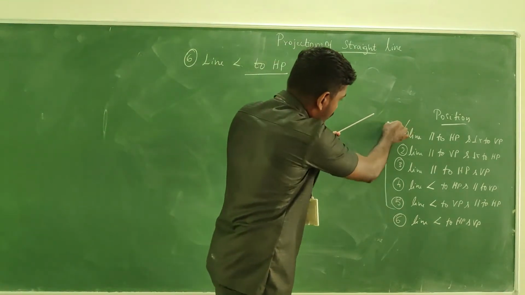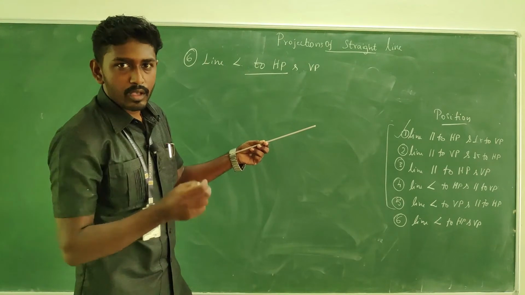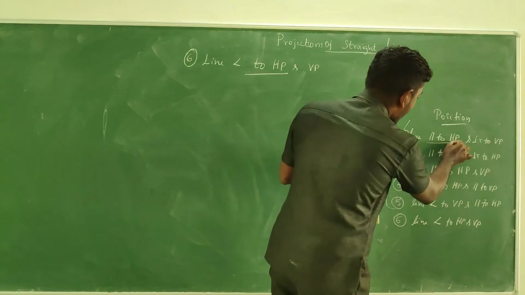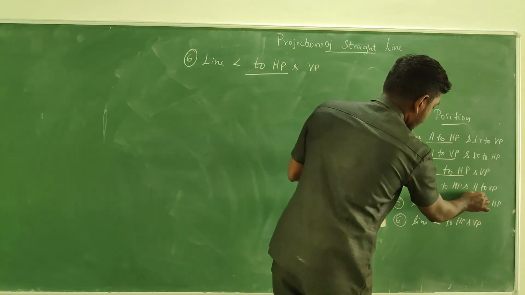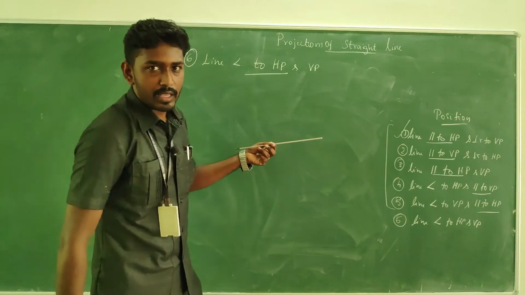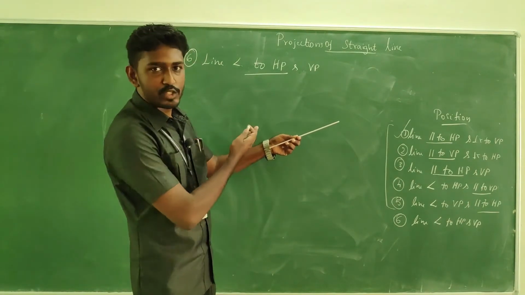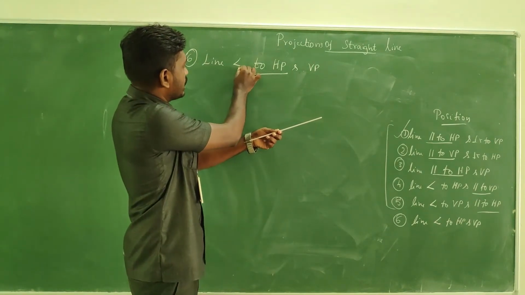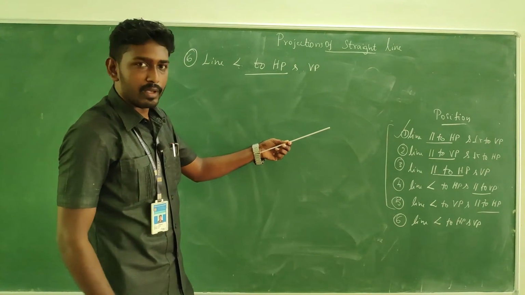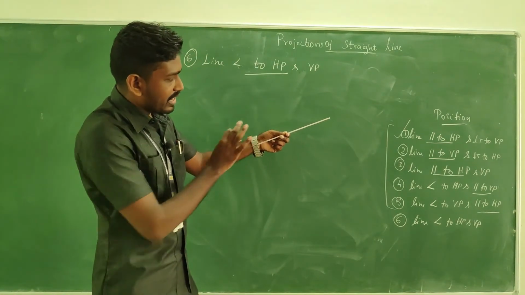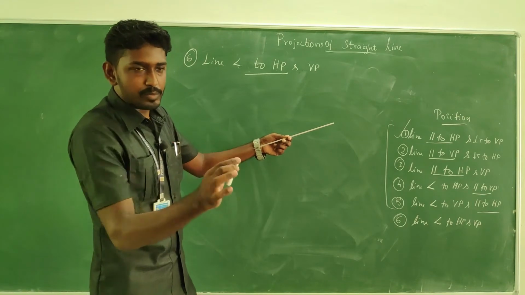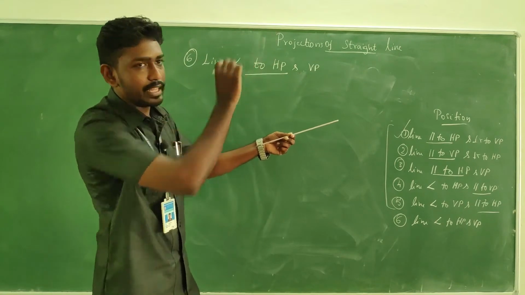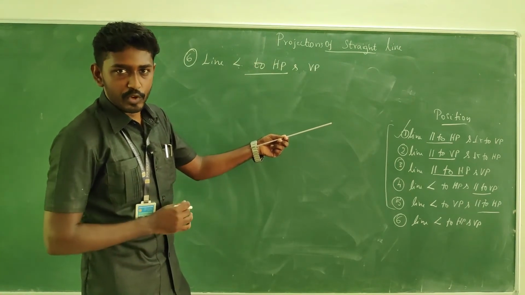No. From the last 5 positions we observed, the true length is visible when the line is parallel to any of the planes, right? But here, is it parallel with any of the planes? No. Always it is inclined to HP and inclined to VP. So evidently we can say nowhere we can observe the true length of the line. Nowhere, in the front view as well as in the top view, it is not possible to view the true length.